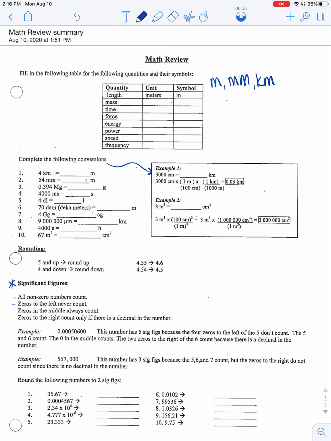Zeros to the left never count. So we go from left to right, like if we're reading a book, going from left to right across the page as we read. Whenever we say zeros to the left, I like to say leading zeros, because if we're reading a number, the first digit is going to be the left number. So I like to call them leading because it's the first number in our written number. So leading zeros are never significant.